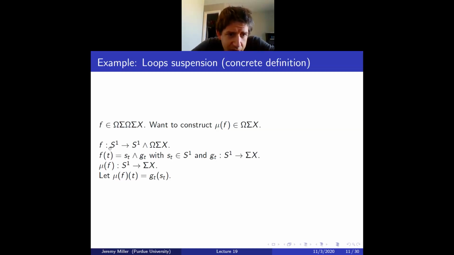so this data, I guess, is the data of some point in the circle, S sub T, and some function G of T, where G of T is in here. So it's a function from S1 into suspension of X. And then we want an element here. So this should be a function. And you compose. Okay.